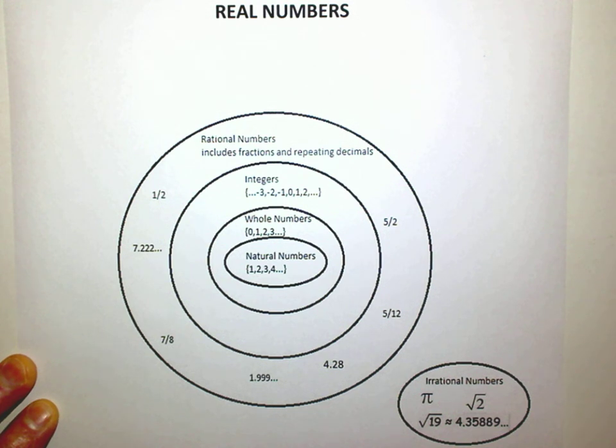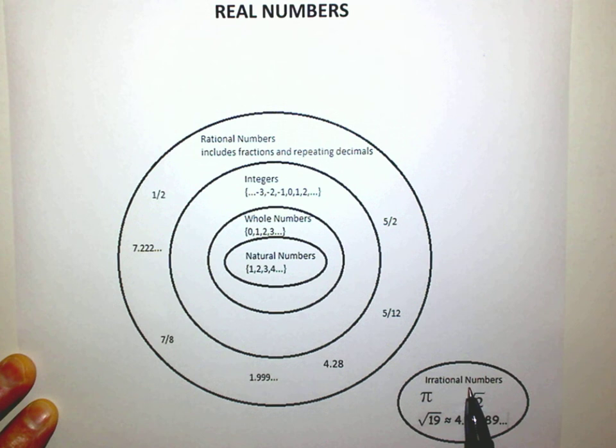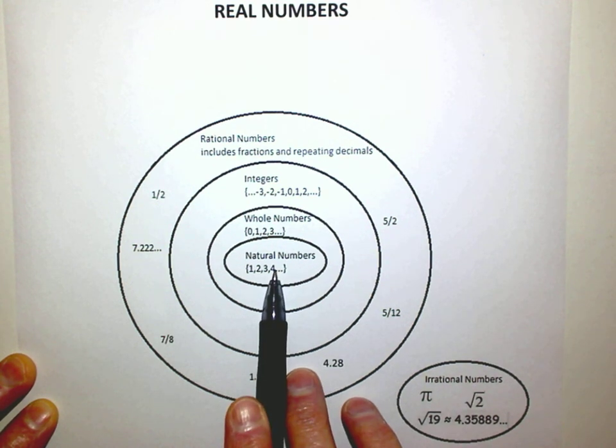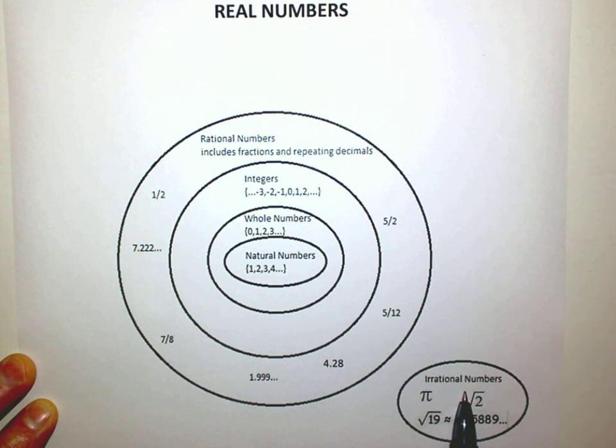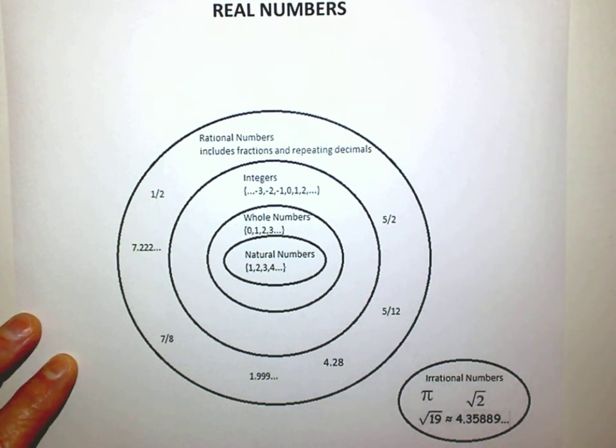Real numbers can be divided into two groups: the rational numbers and the irrational numbers. Now, I've made the circles different sizes because we have subgroups of our rational numbers, and we don't have very much to talk about with the irrational numbers. That doesn't necessarily mean that there are more of one than there are of the other. We just have more to say about rational numbers. So let's talk first about the irrational numbers.